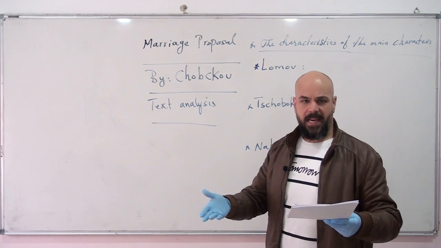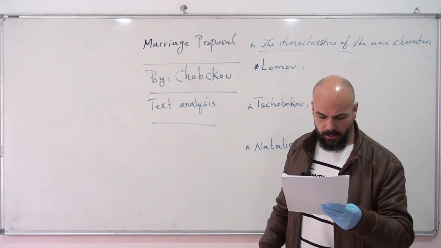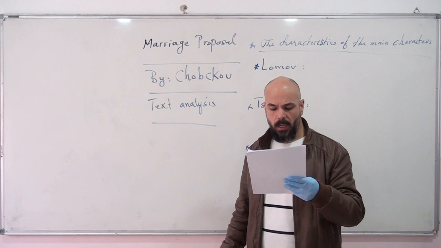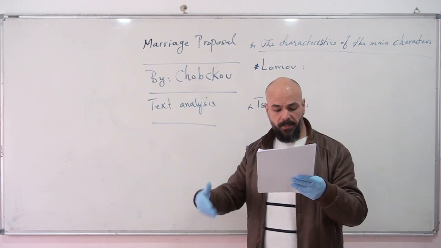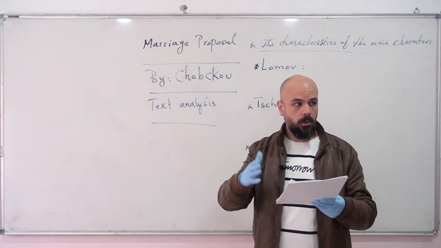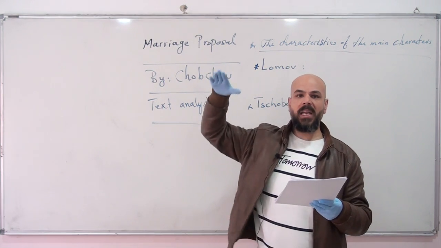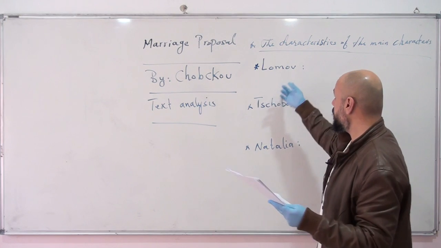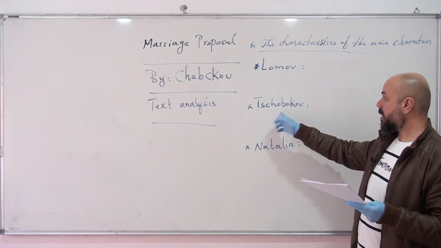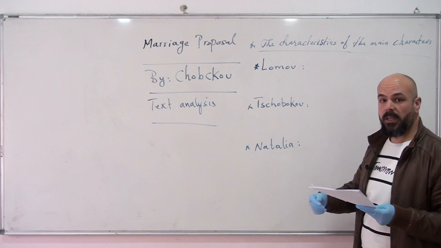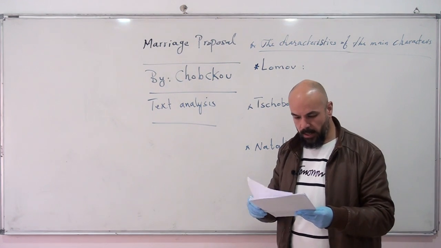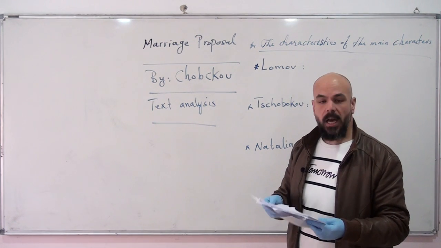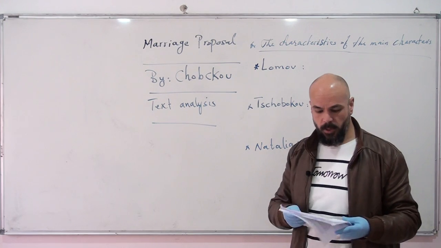So here, who are the main characters? This is the main question. The answer: the main characters are wealthy persons or landowners in the upper class of Russian society. One of them is Limov, the second one is Chubukov, and the third one is Natalia. These are the main characters. Now, what about the first character, Limov?